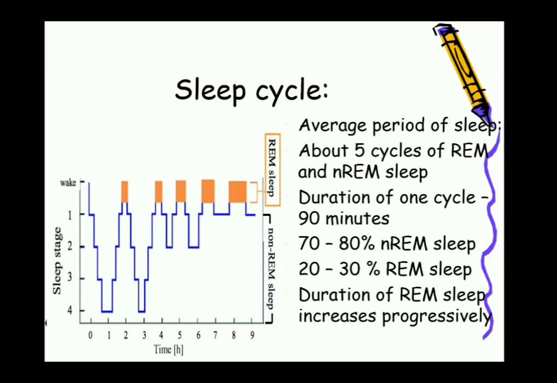Now, sleep cycle. Suppose the average period of sleep is 7 to 8 hours. In these 7 to 8 hours we have about 5 sleep cycles, because the duration of one cycle is about 90 minutes, so 1.5 hours. So 5 cycles in our 8 hours. Of these 5 cycles, 70 to 80% is non-REM sleep and 20 to 30% is REM sleep.